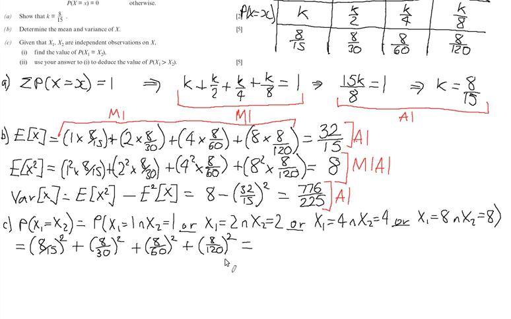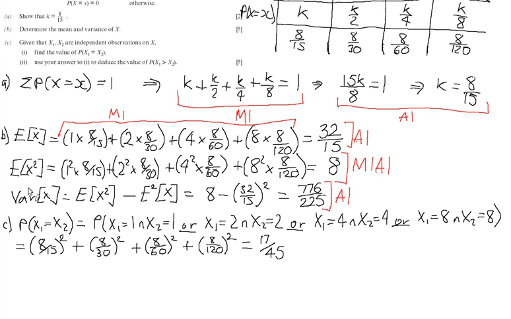When I put this into my calculator and I work this through, what we get is a probability of 17 over 45.